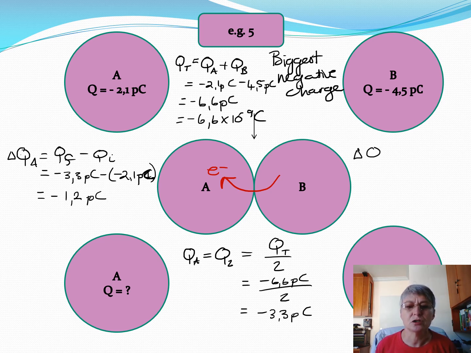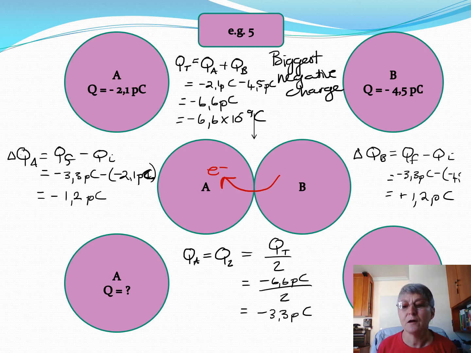And the change in charge on B, I don't have to calculate it now because I know it should be plus 1.2 picocoulomb, because the charge that was lost by B was gained by A. So just to confirm this, the final charge on B minus the initial charge on B, so it is negative 3.3 picocoulomb minus the minus 4.5 picocoulomb. And if you do your mathematics correctly, you'll see that your answer is 1.2.